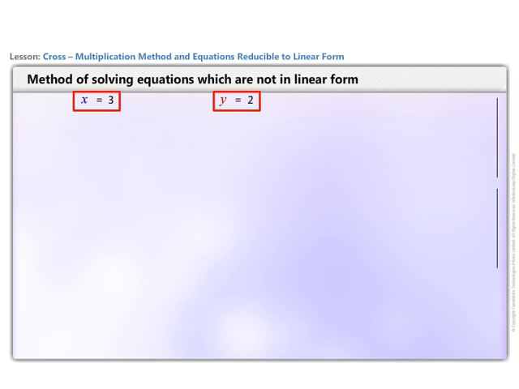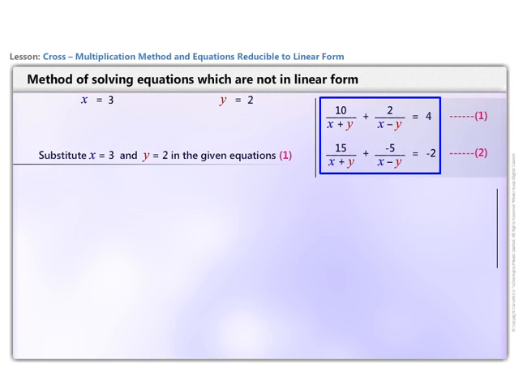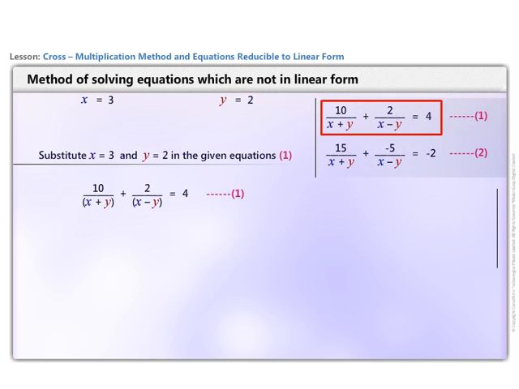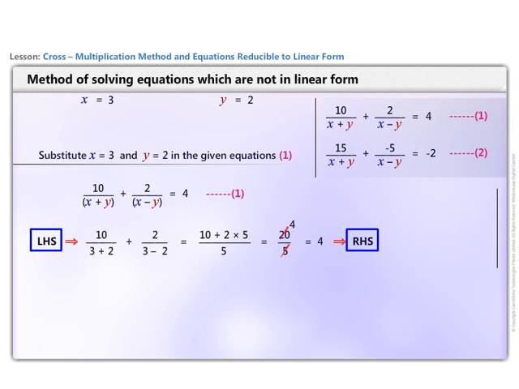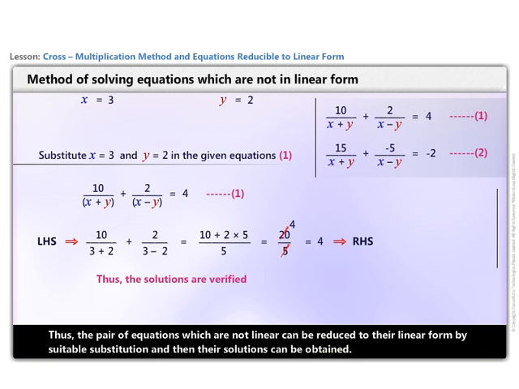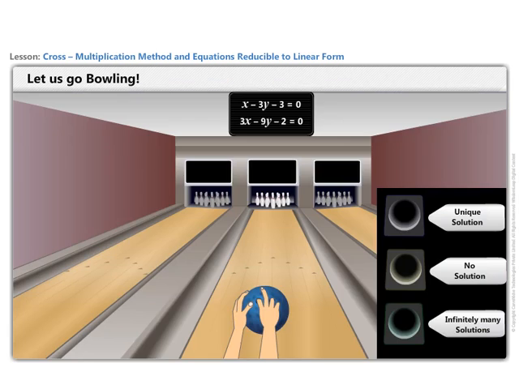Substitute x is equal to 3 and y is equal to 2 in the given equations 1 and 2. We get LHS is equal to 10 by 5 plus 2 by 1, that is equal to 4, which is equal to the RHS. The solutions are verified. Thus, the pair of equations which are not linear can be reduced to their linear form by suitable substitution, and then the solutions can be obtained.